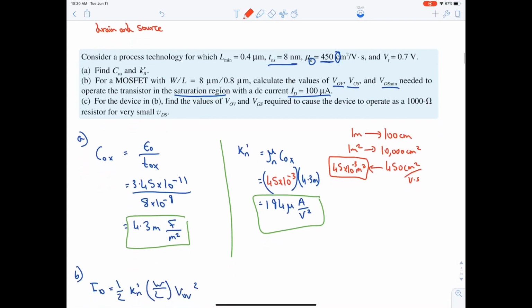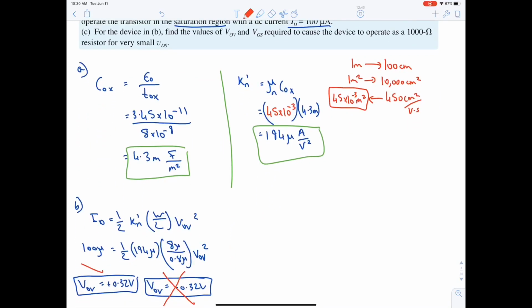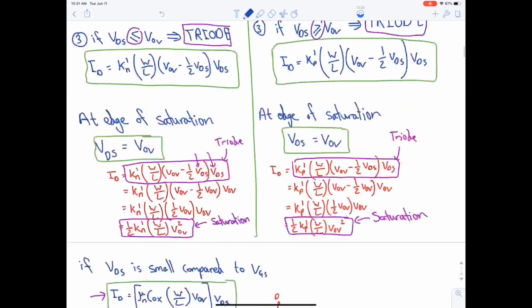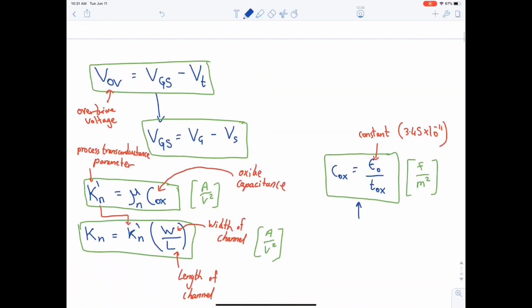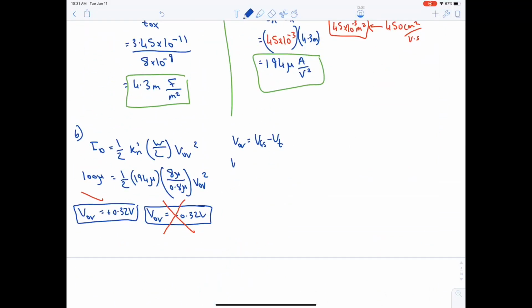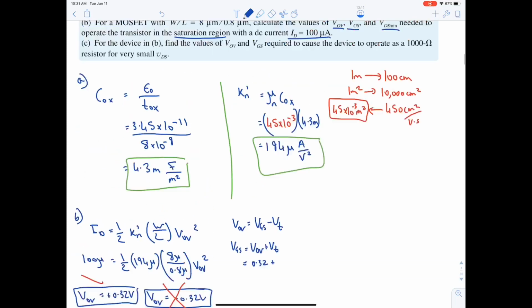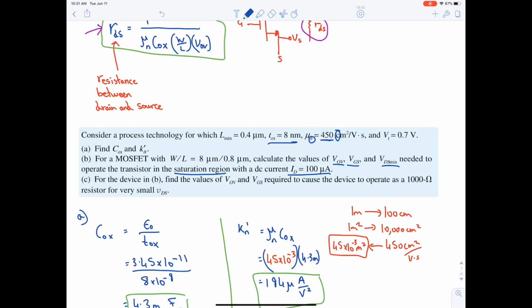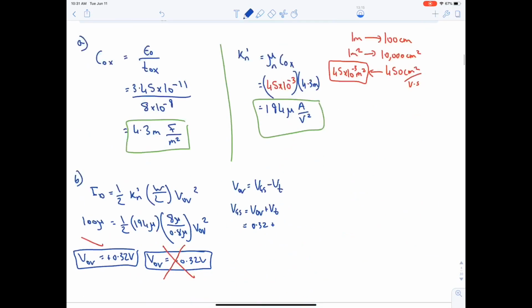After VOV, we need to calculate VGS. Now there's an equation that relates VOV with VGS. It's equal to VGS minus VT. Where did I get this equation from? Here. VOV equal to VGS minus VT. So VGS is equal to what? VOV plus VT. What is VOV? VOV is 0.32 plus VT, which is given, and it's equal to 0.7 volt.